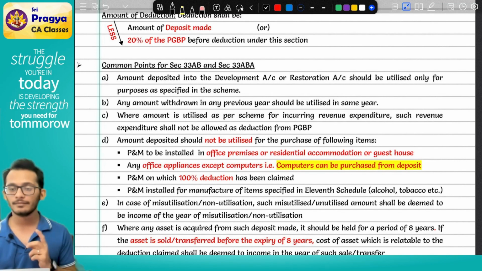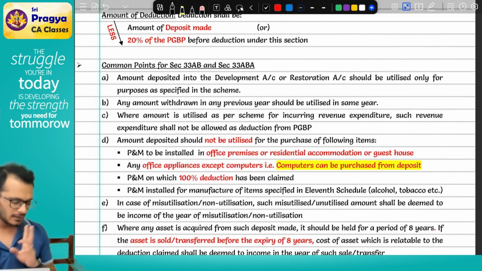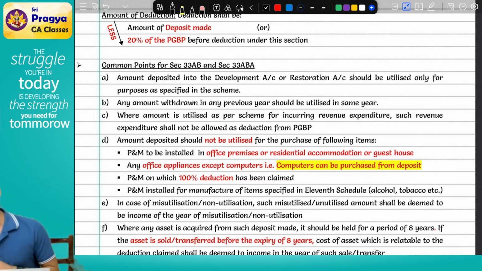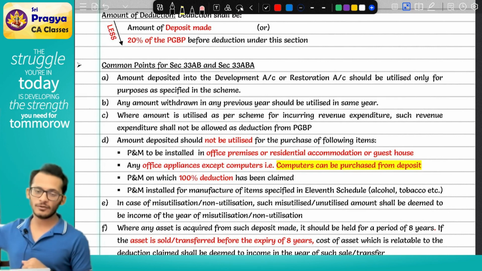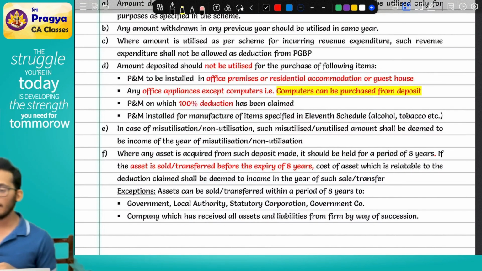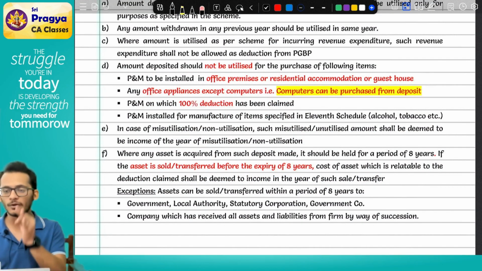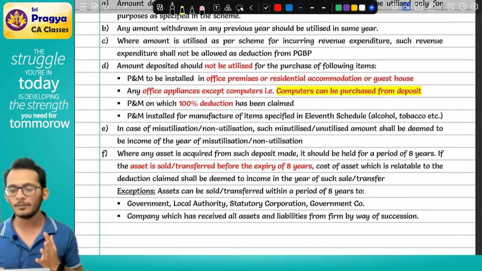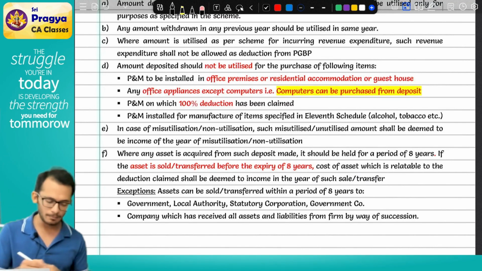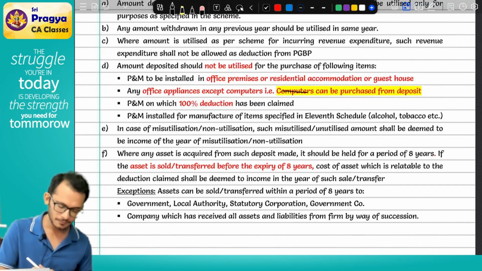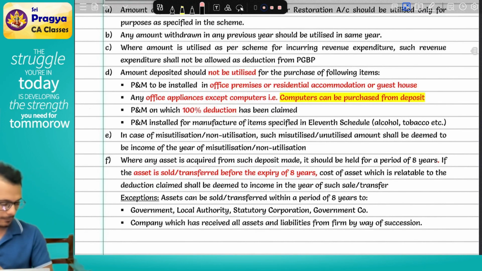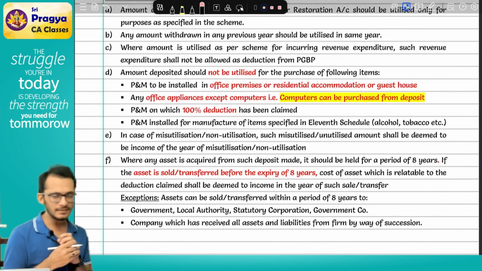Rule number 2, you should not use it for any office appliances, except for one office appliance. They have approved computers. Even if you take a computer for office purpose, it is eligible as deduction. Please highlight this in your important pen.